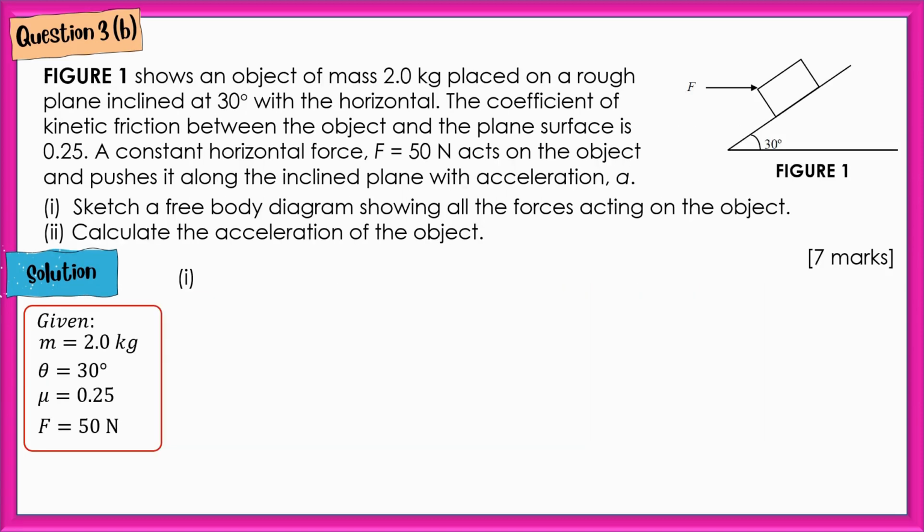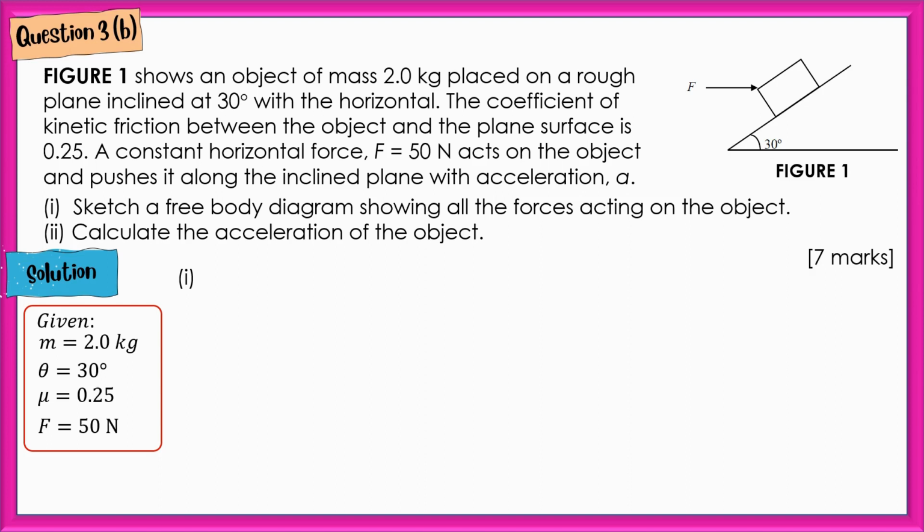Question 3b. Figure 1 shows an object of mass 2 kg placed on a rough plane inclined at 30 degrees with the horizontal. The coefficient of kinetic friction between the object and the plane surface is 0.25. A constant horizontal force F equal to 50 Newton acts on the object and pushes it along the inclined plane with acceleration a. From the question, list all the information given.